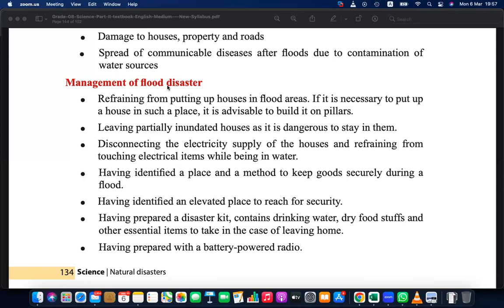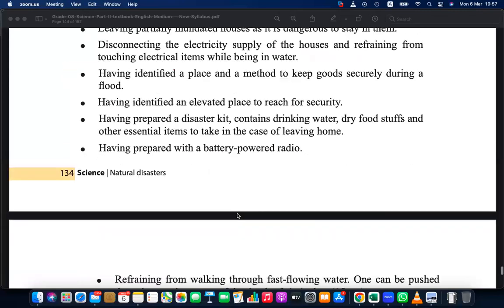And these are basically safe places, and also the government needs to be concerned about these drainage systems. And these are the things.